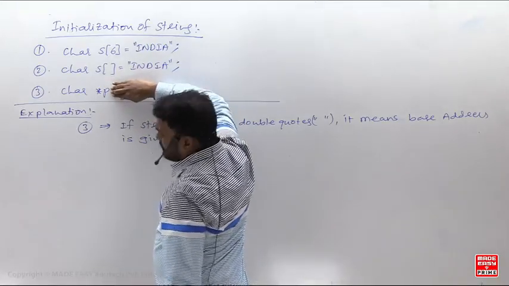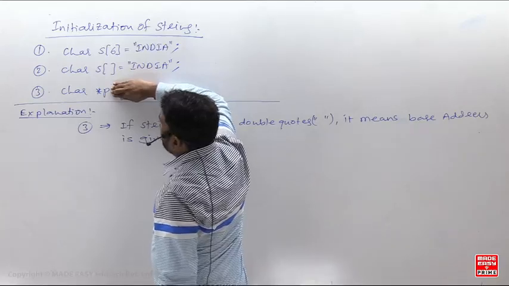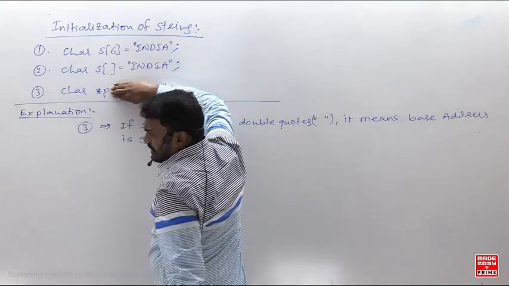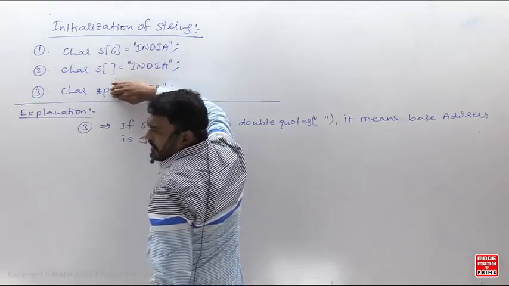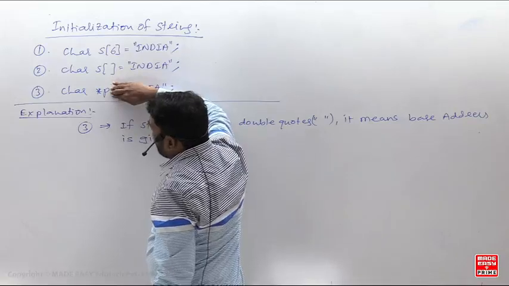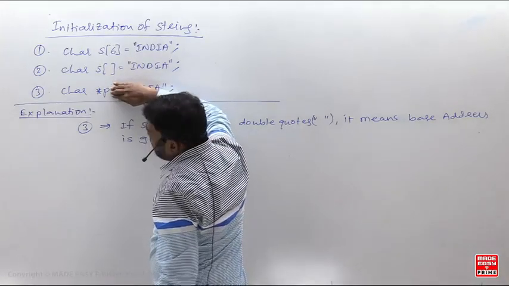What do you read this? What will you read? char *p. What do you read this? p is the pointer variable. p is a pointer variable of type character, where we can store the address of any character.